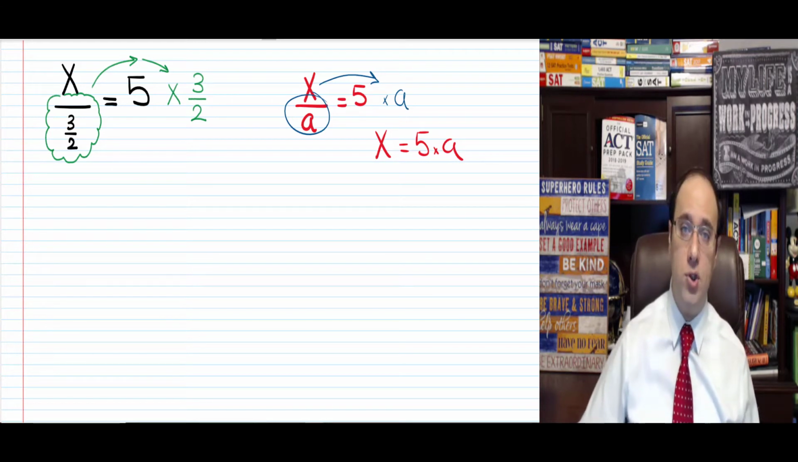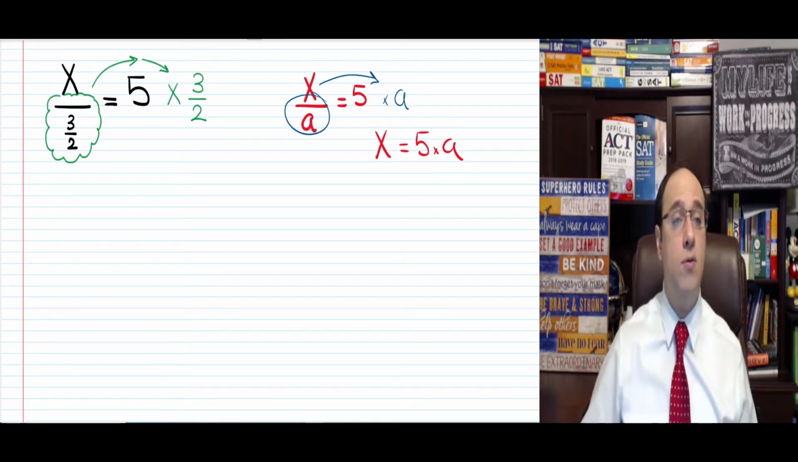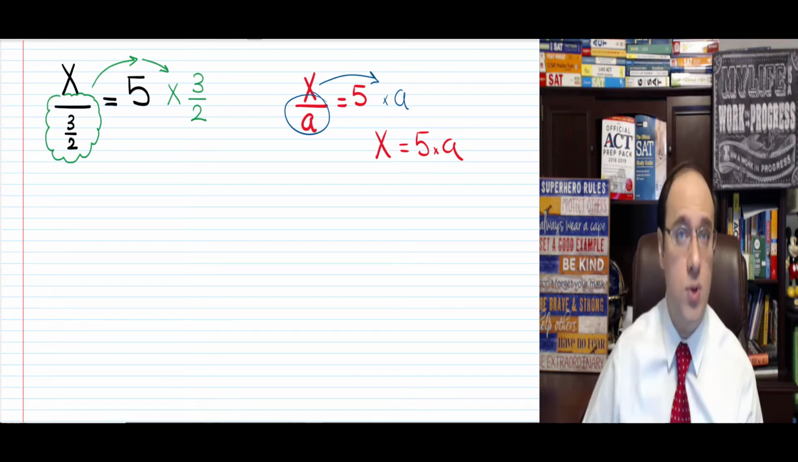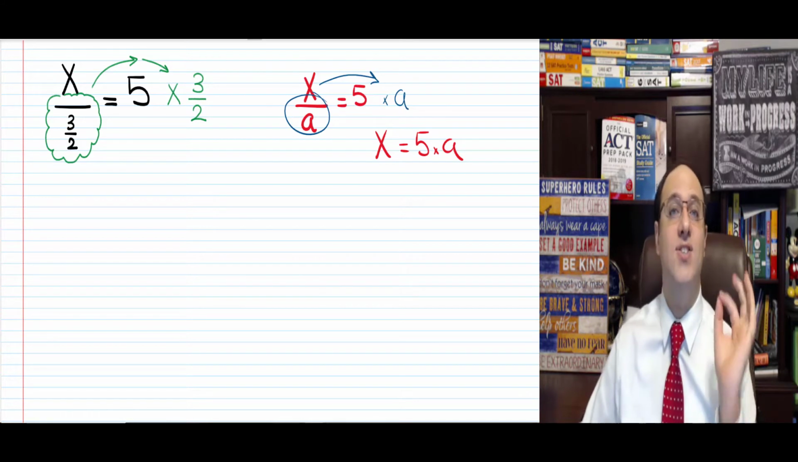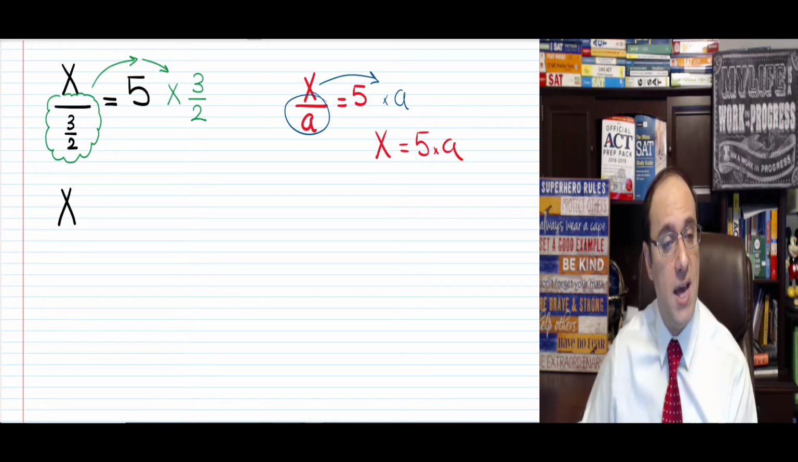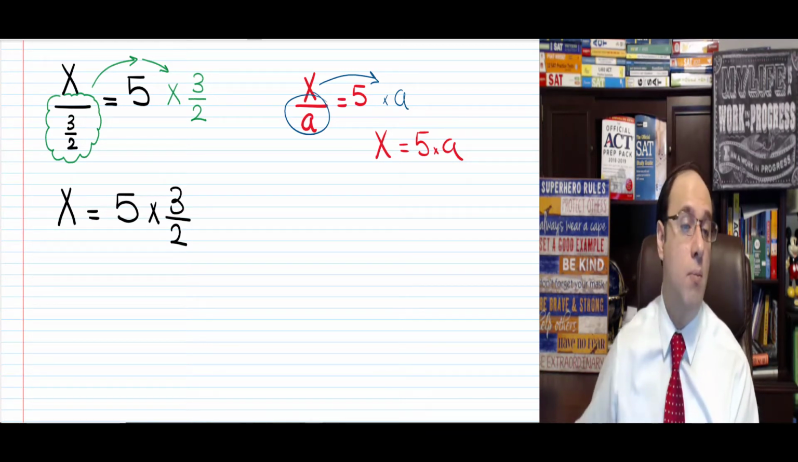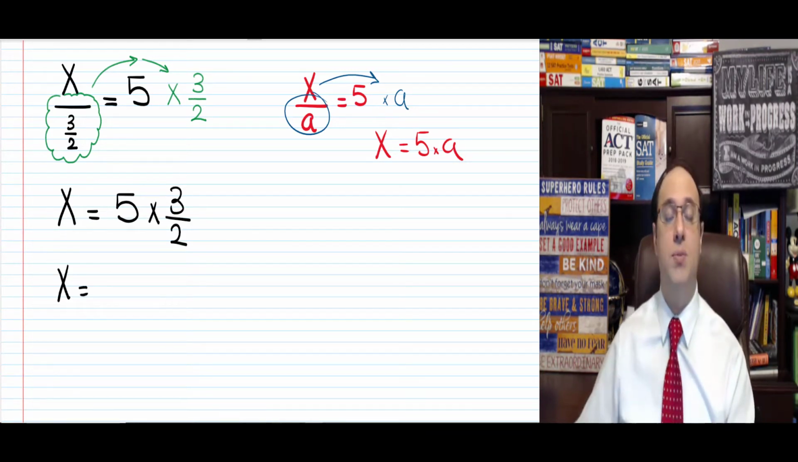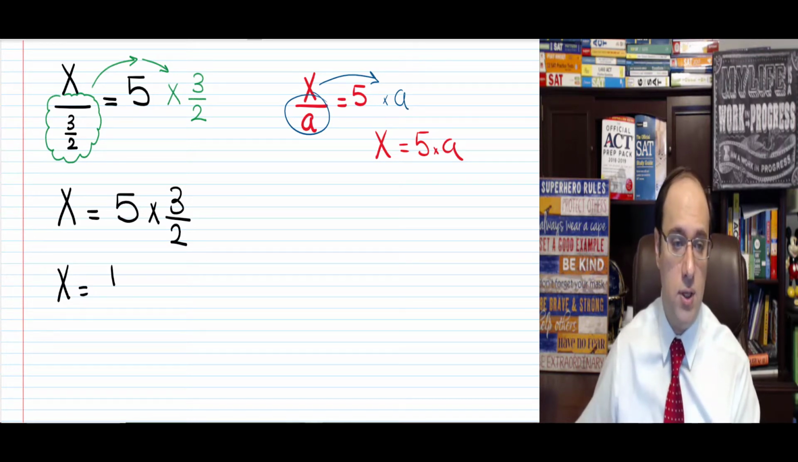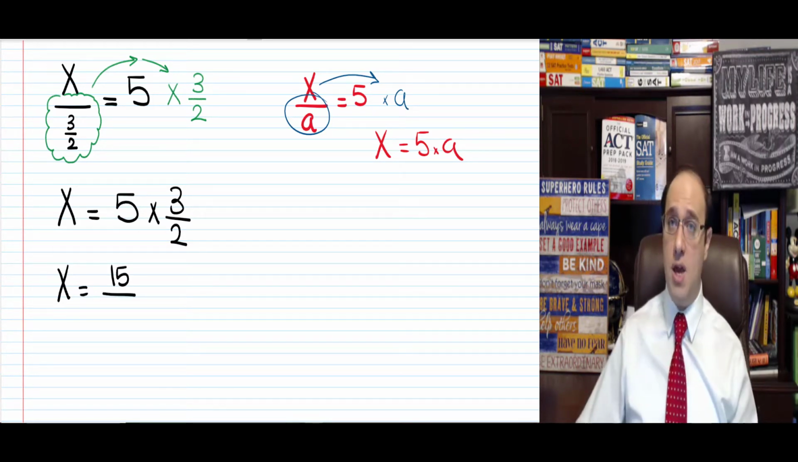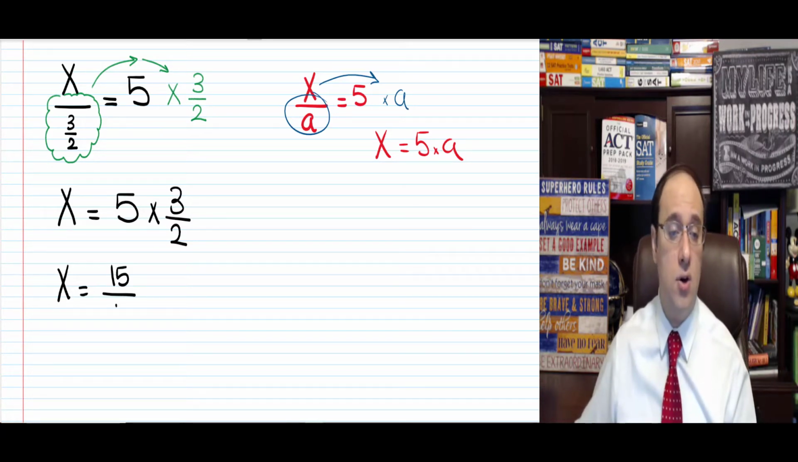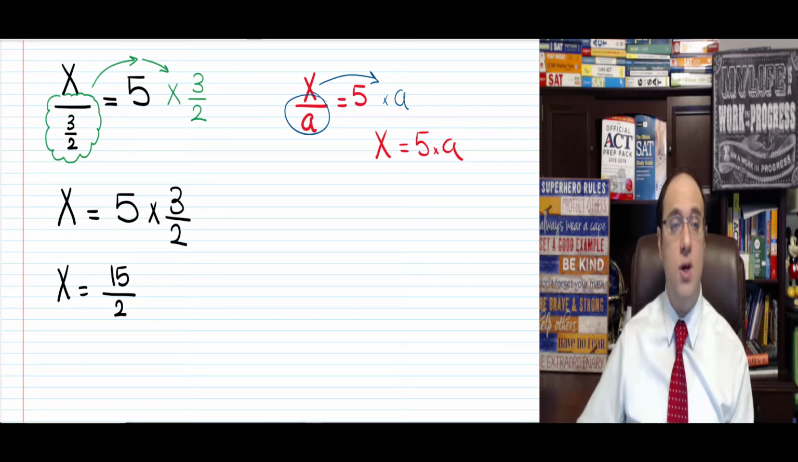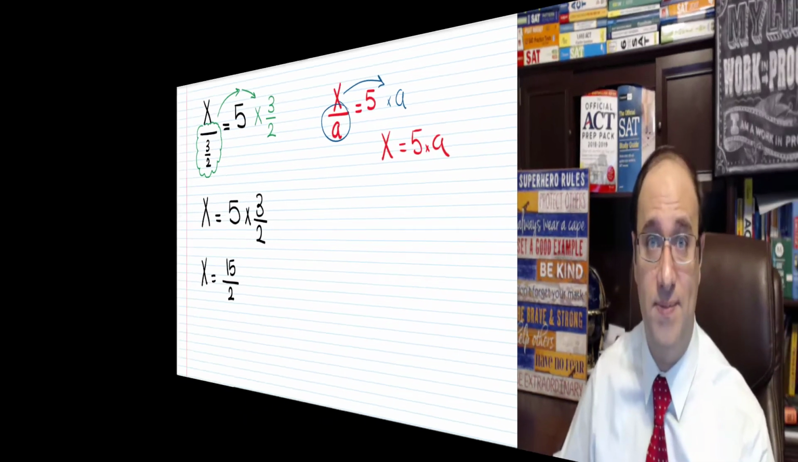So x over 3 over 2 right here, let's go back to the left. 3 over 2 goes to the other side as times 3 over 2 instead of divided by 3 over 2. So we're left with x equals 5 times 3 over 2. Multiplication of fractions: we multiply the numerators together. 5 times 3 is 15. Multiply the denominators together. 5 has a denominator of 1 because it's not a fraction. So it's going to be 15 over 2. And that would be your answer.